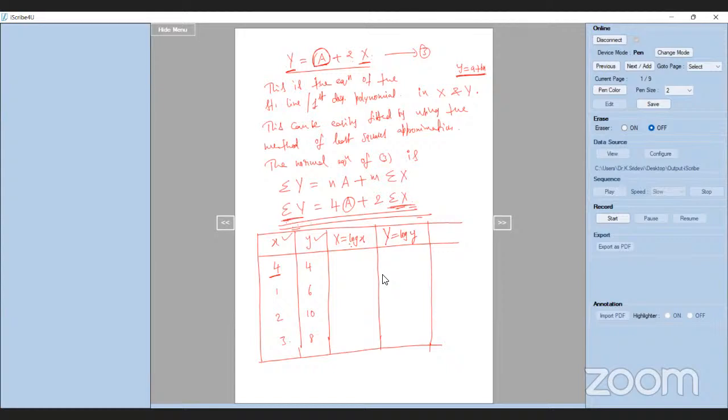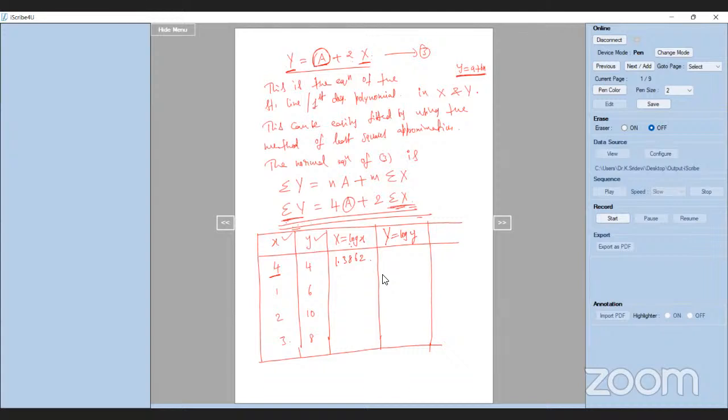Log 4 is 1.3862. Log means the LN symbol, not LG. LG means logarithm to the base 10, and LN means logarithm to the base e. That is the difference while using the calculator. LN, logarithm to the base e. Please tell me at least one value. Log 4 is 1.3862. Very good. Now log 1 value, similarly follow this.